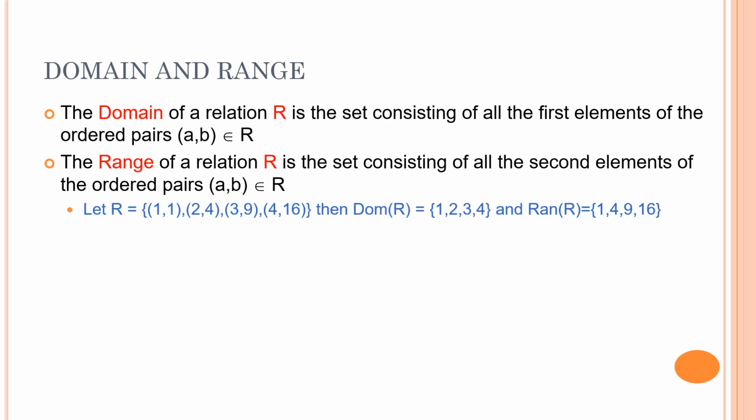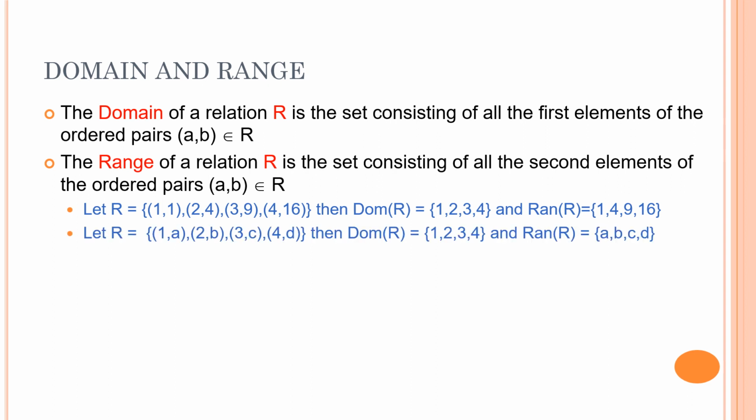Say for example, if the relation R is {(1, 1), (2, 4), (3, 9), (4, 16)}, then the domain is {1, 2, 3, 4} and the range is {1, 4, 9, 16}. You can see that the domain is the set of all the first elements and the range is the set of all the second elements. Another example, if let us say the relation is defined as {(1, A), (2, B), (3, C), (4, D)}, then the domain is {1, 2, 3, 4} and the range is the set of the second elements: A, B, C and D.